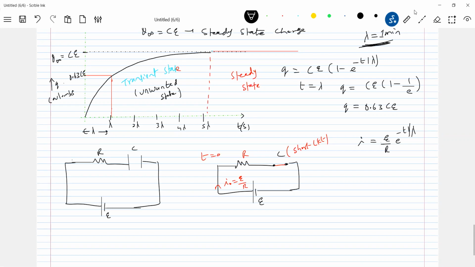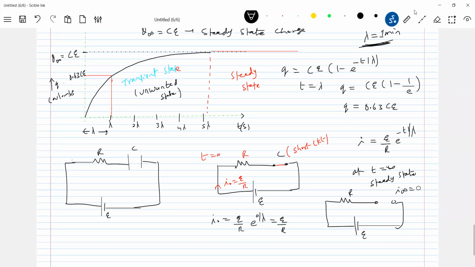Then at t equal to infinity, e to the power of minus infinity will be 0. At t equal to infinity means at steady state. So in place of the capacitor, I should put an open circuit. Why are you bringing an open circuit here? Because there is no current through the circuit. So what should I infinity be? It should be 0. Okay, got this one. This is the reason why in place of the capacitor you have to bring an open circuit.